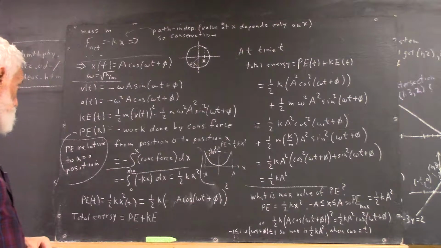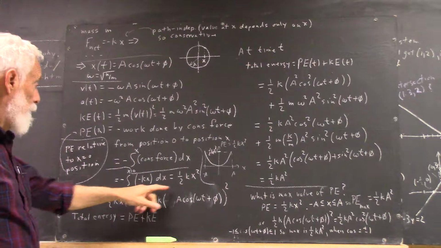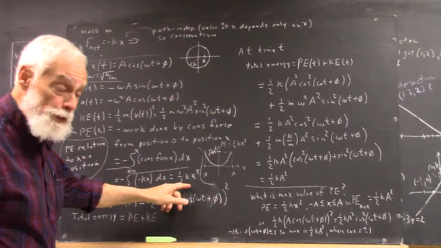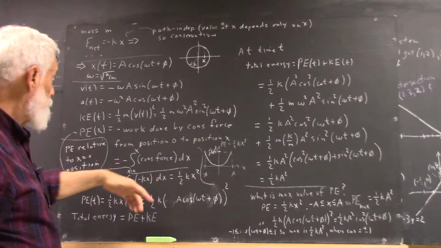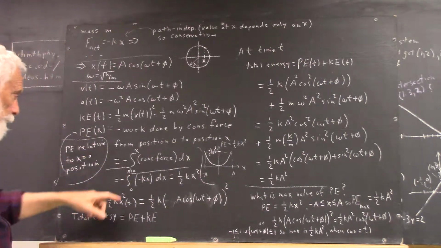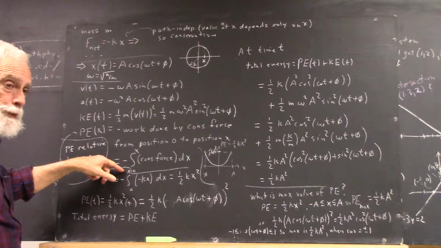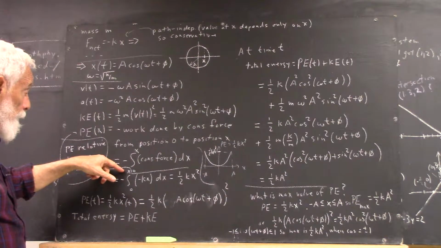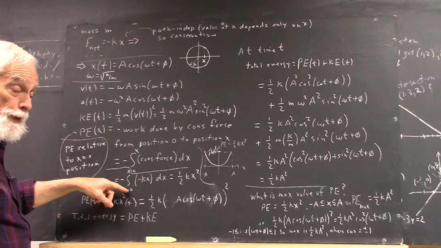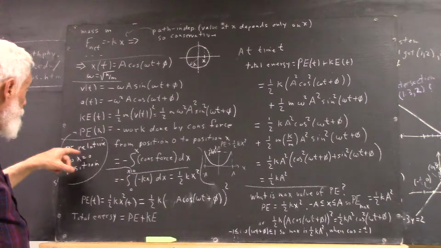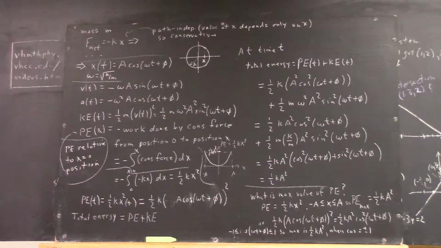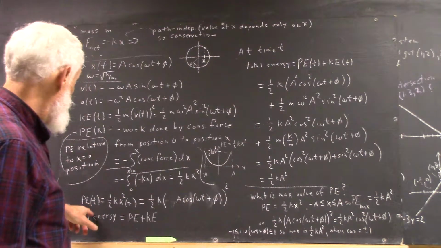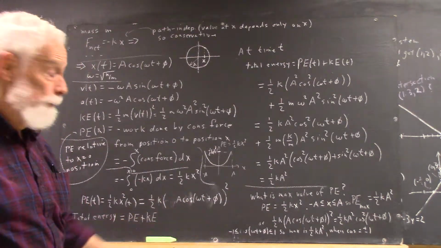Now, it follows then that this is the change in the potential energy between the 0 position and the x position, okay? And that is the potential energy relative to the 0 position, and that's how I'm going to define this. Okay, now what's potential energy as a function of t?